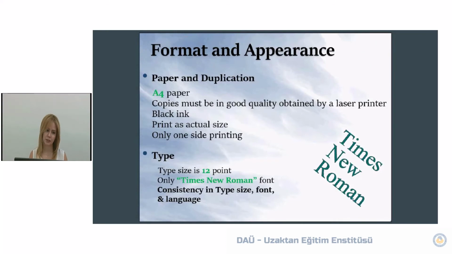Your thesis must contain some general features. For example, choose A4 paper. Even when you are going to print out your thesis, make sure that the printing device is set up as A4 paper and print your thesis at actual size. Generally, it's better to select one copy center and print out your thesis there during all your formatting and submission process. The other thing is copies must be in good quality, obtained from a laser printer, black ink, and one-sided printing is acceptable.